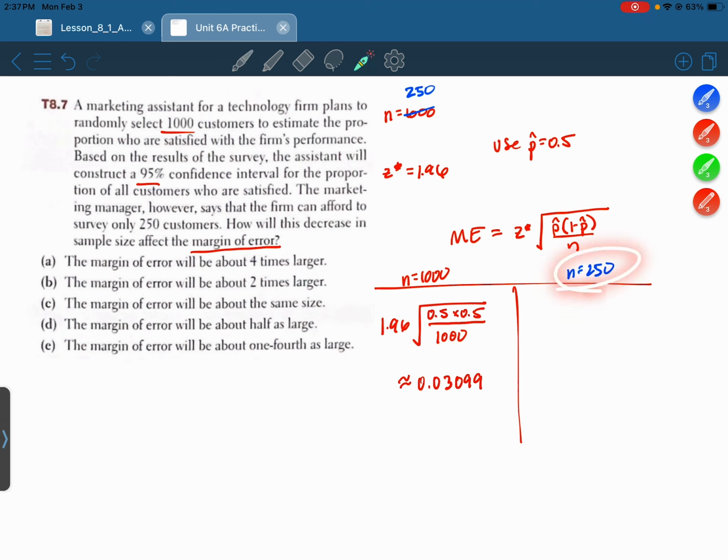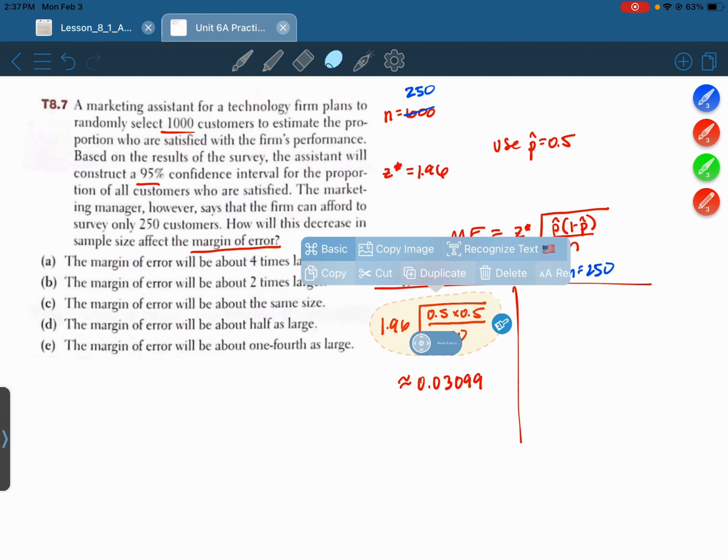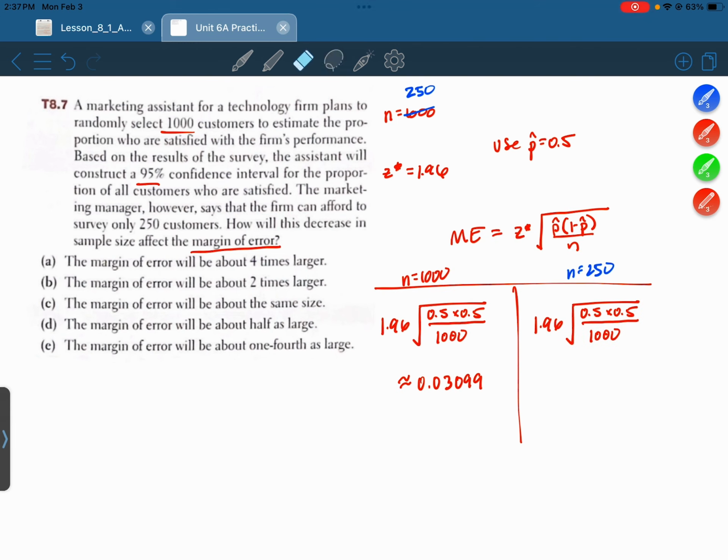All right, let's redo the calculations, but this time we'll use 250. I'm just going to copy my previous work, but now replace the 1,000 with 250 instead. In my mind, I'm mentally preparing for a bigger answer since I'm dividing by a smaller number. 250 now. So this time when we do the calculations, we get 0.06198.